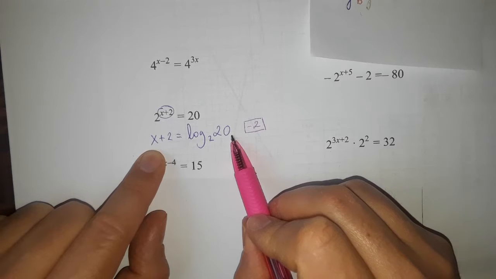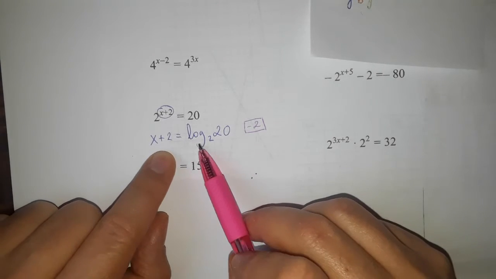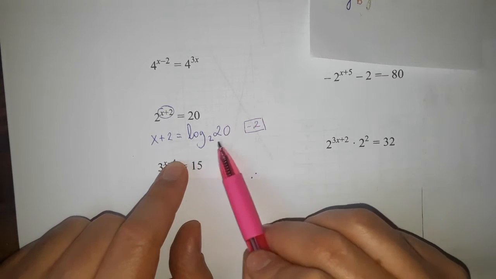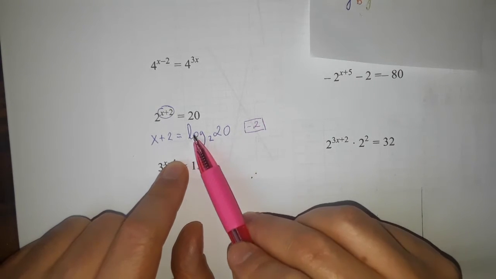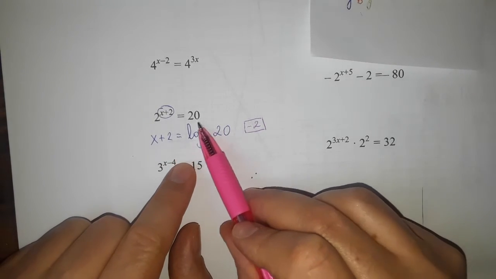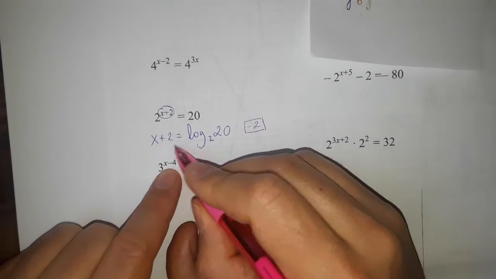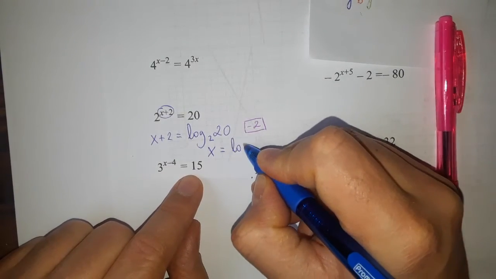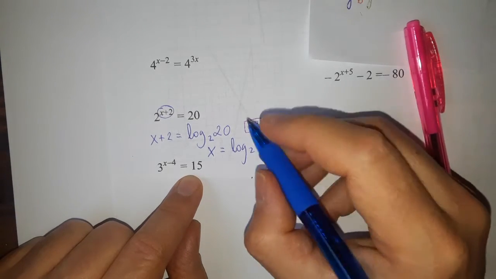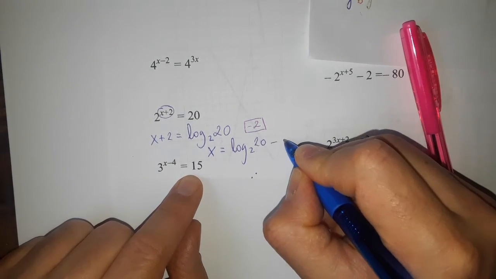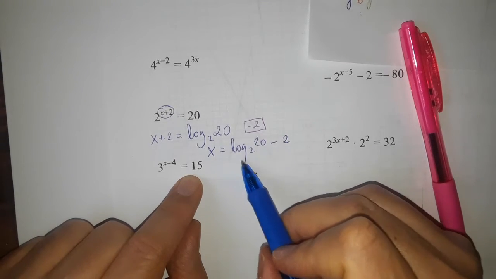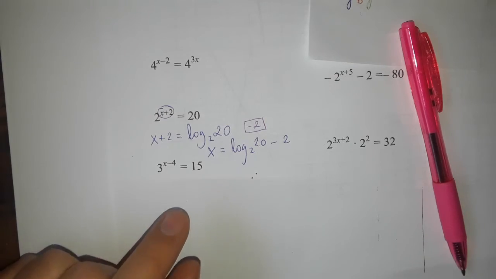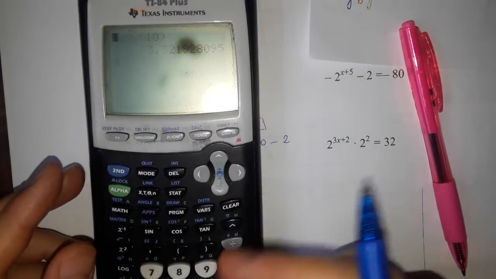This 2 is not subtracting the 20, but it's subtracting the whole thing, because log base 2 of 20 is by itself a number. You cannot split it. All this is a number. So when we subtract 2 both sides, what I have is x equals log base 2 of 20 minus 2. Again, with a calculator, first we should compute this and then subtract the 2. The modern calculators do this without having to specify it.